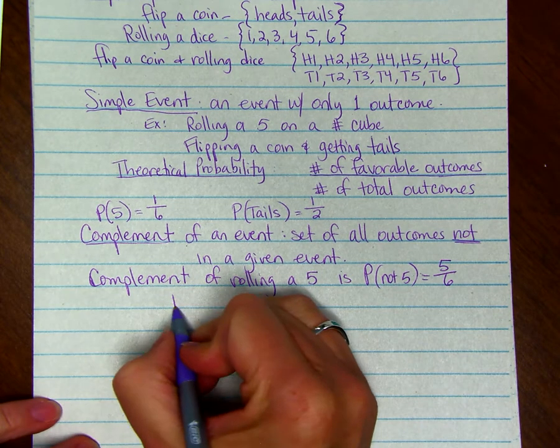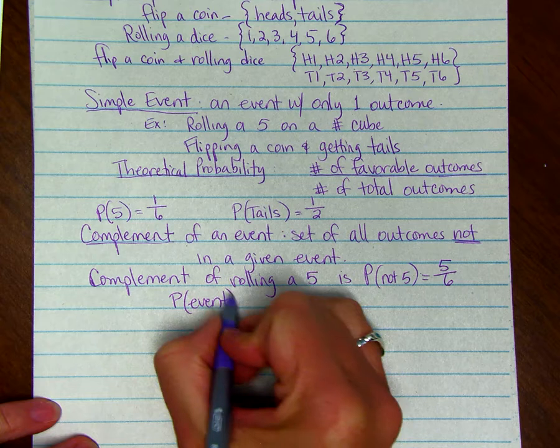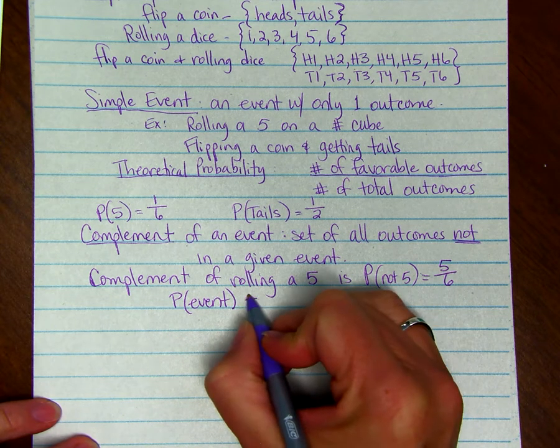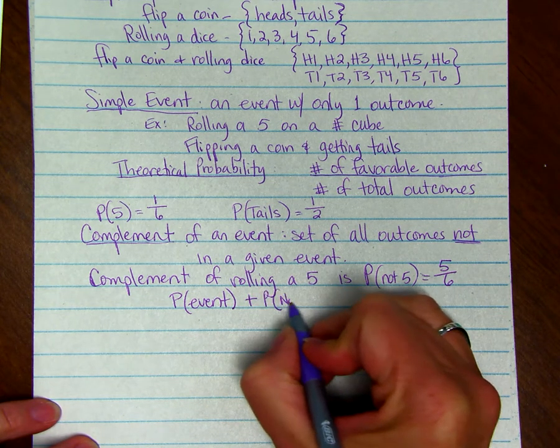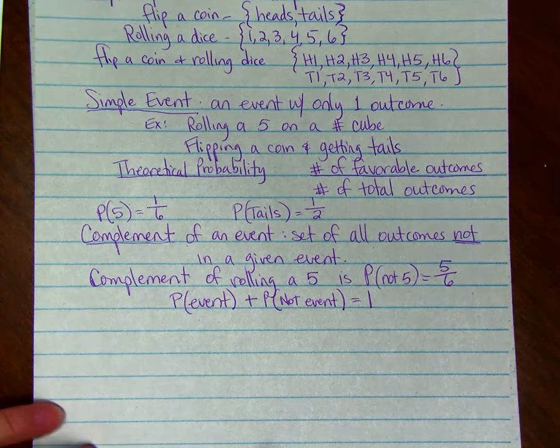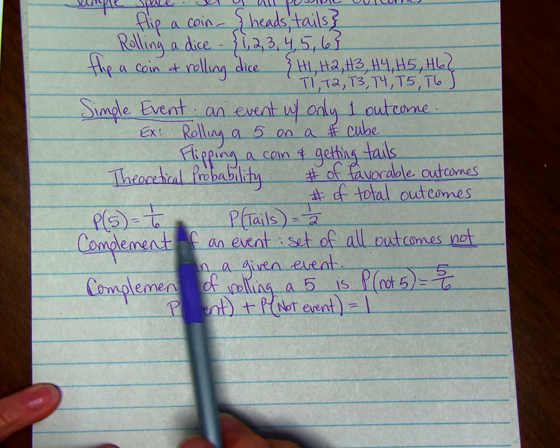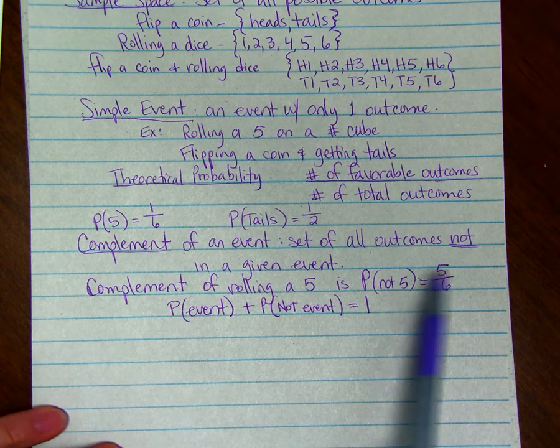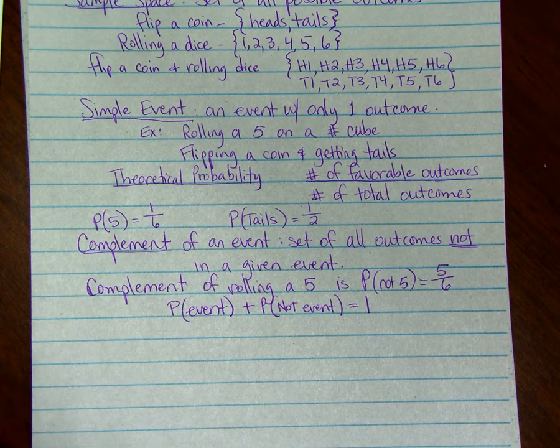Always, if you take the probability of the event and add it to its complement, which is the probability of not that event, you should get 1. So if you notice, rolling a 5, we got 1/6. Rolling not a 5, we got 5/6. If you add those together, you'll get 6/6 or 1.